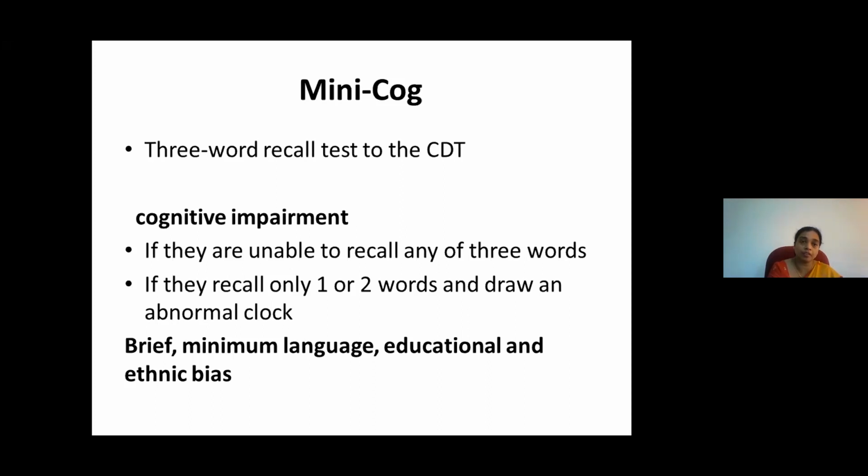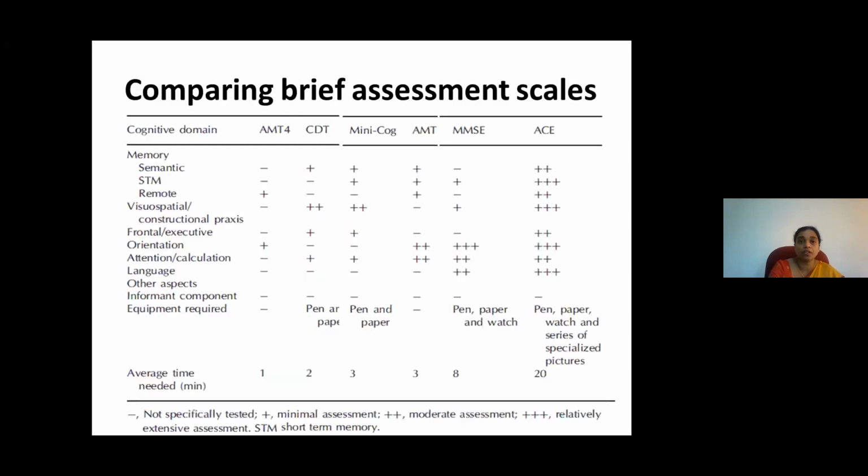So both together will carry more sensitivity than specificity than one alone. So this is a brief comparison of brief assessment scales, as you can see. The MMSE assesses 5 components, and it takes 8 minutes. The Mini-Cog is the clock drawing and the recall test, which assesses 5 components. So it takes just 3 minutes. So the Mini-Cog has a good sensitivity according to this, and the resources needed are pen and paper only.